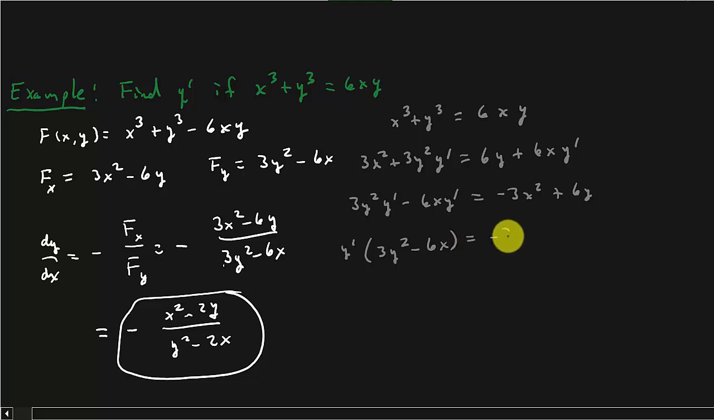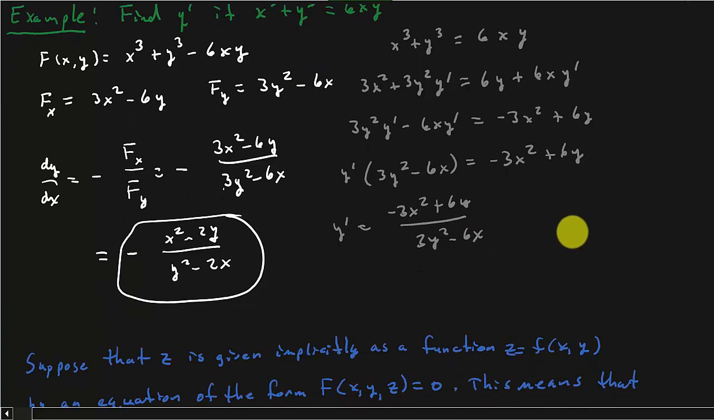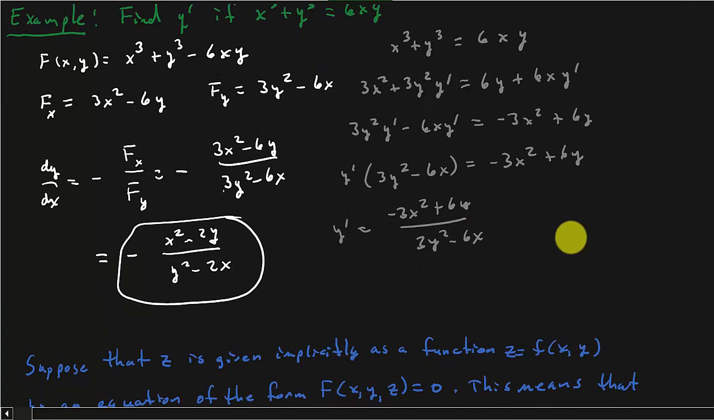I hope I haven't made a mistake. I'm going through this kind of fast. I just want to show you. And then divide both sides. Y prime is negative 3x squared plus 6y over 3y squared minus 6x. Do you get that?